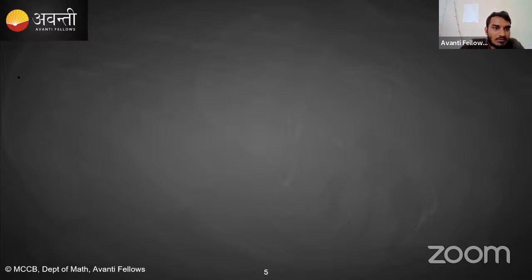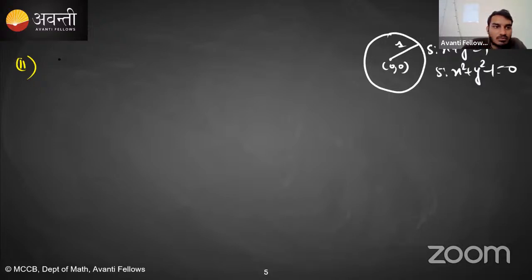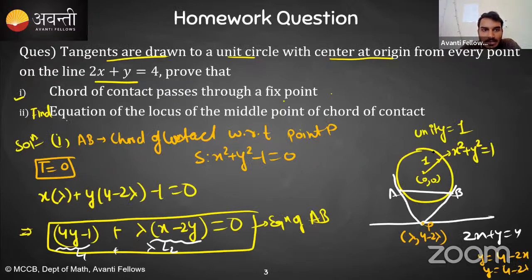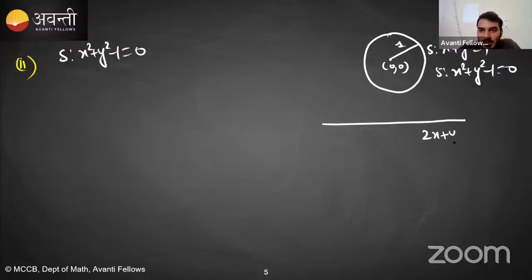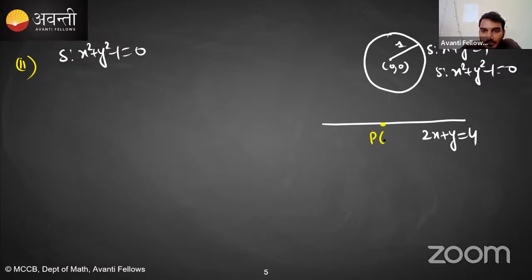So the second part is, first of all, again, what is the circle? The circle is a unit circle with center 0, 0 and radius 1. So the circle is x square plus y square is equal to 1. You can write this as x square plus y square minus 1 is equal to 0. And what was the line? The line was 2x plus y is equal to 4. So again, first of all, any point on this line, let's say P, how can we write it? Lambda comma 4 minus 2 lambda, right?